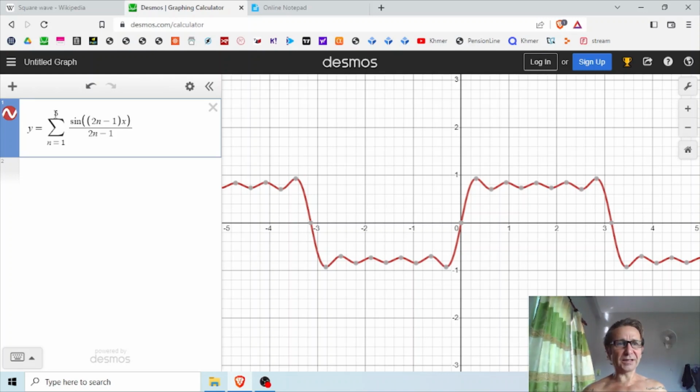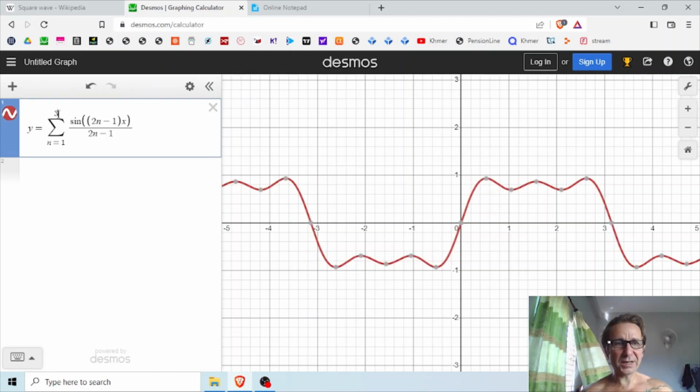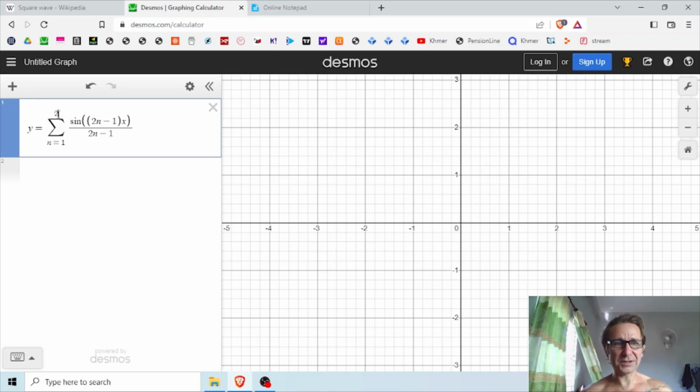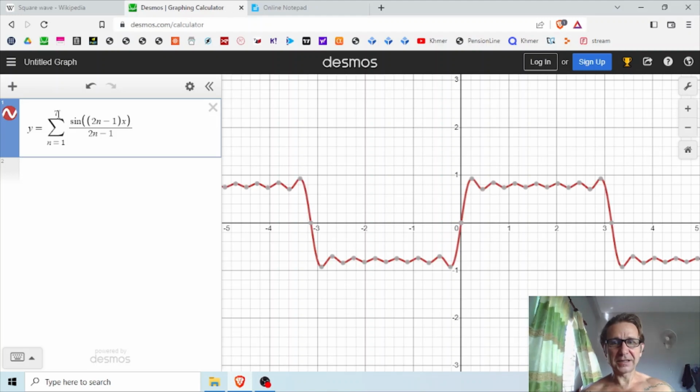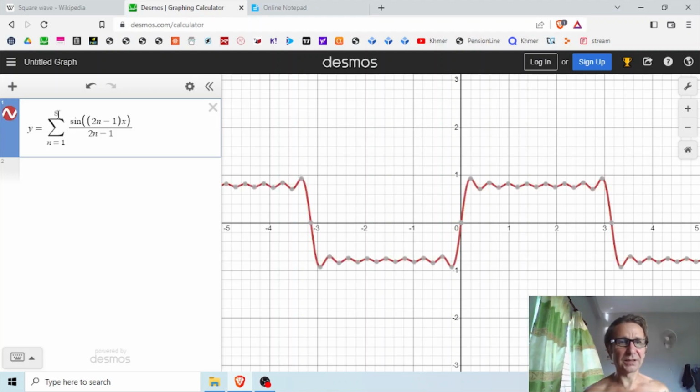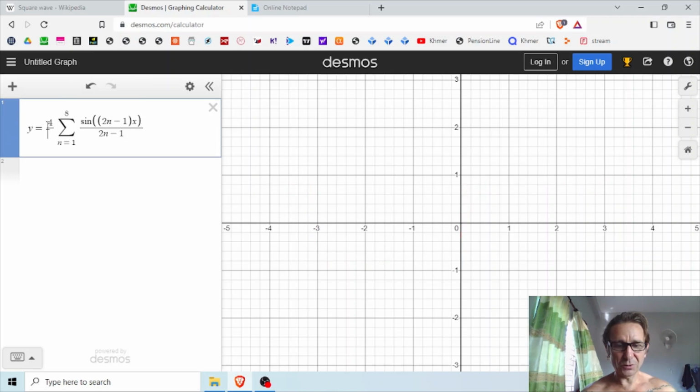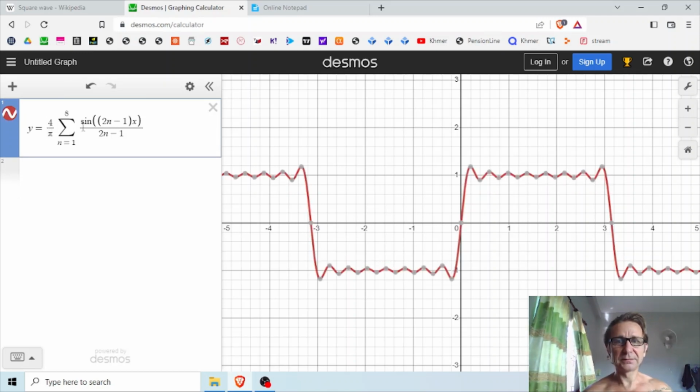So you can see if I have the first 5 odd harmonics, it's starting to look like a square wave. If I add fewer harmonics, it looks less like a square wave. And I can keep increasing them and we get closer and closer. Now, you can see the amplitude of this one's not quite 1. To make it 1, we need to multiply the whole thing by 4 over pi. There you go, that puts the amplitude at 1.